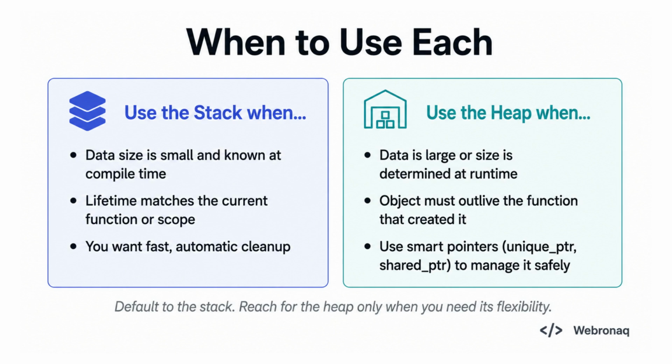And when you do use the heap, prefer smart pointers like unique pointer or shared pointer instead of raw new and delete. They manage memory automatically and prevent leaks. The key takeaway is this: default to the stack. Use the heap only when you genuinely need its flexibility. That single habit will save you from the most common and painful C++ memory bugs.